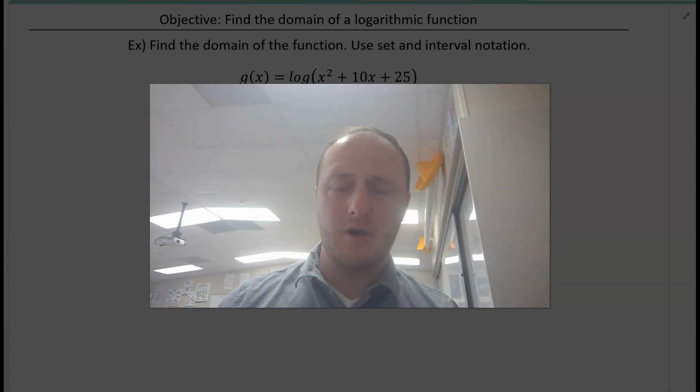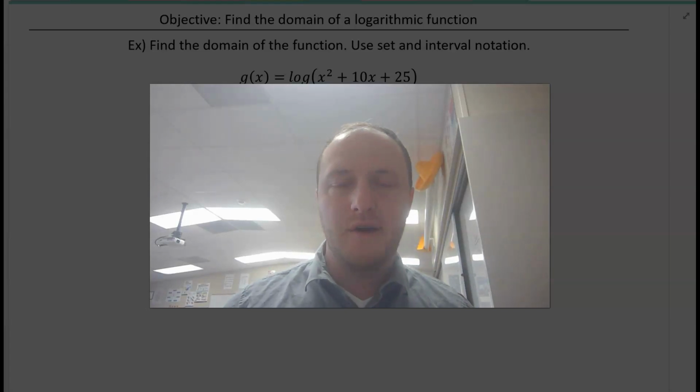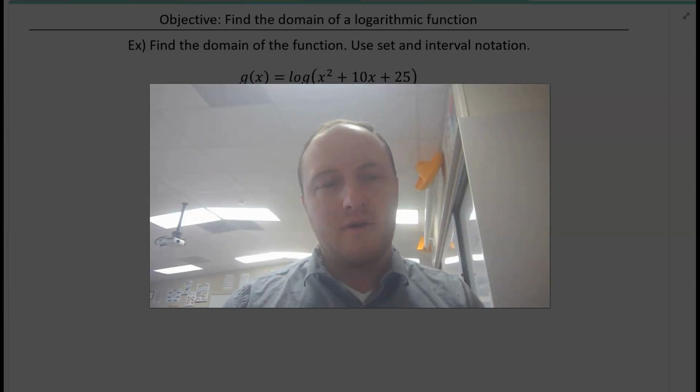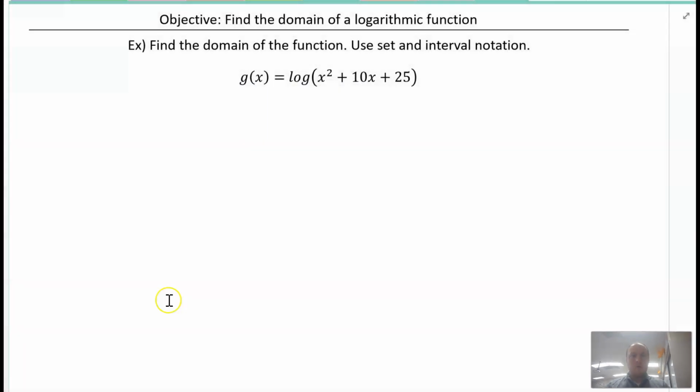It's going to be very, very short. I'm just going to cover a couple of kind of weird examples of finding the domain of logarithmic functions, okay? All right, so here we are asked to find the domain of a logarithmic function in set and interval notation, and we're given the function g of x is equal to log of x squared plus 10x plus 25.